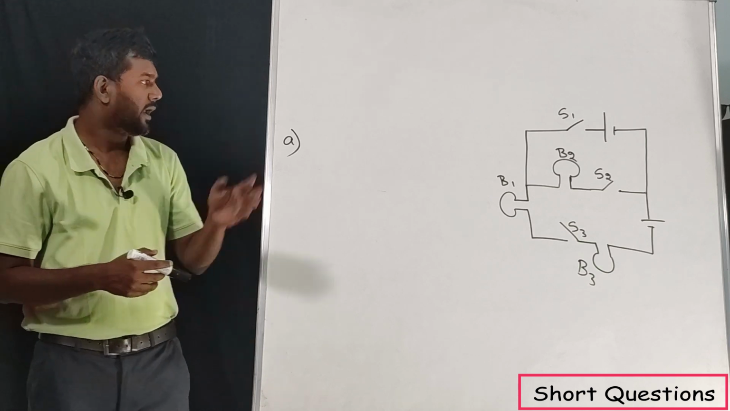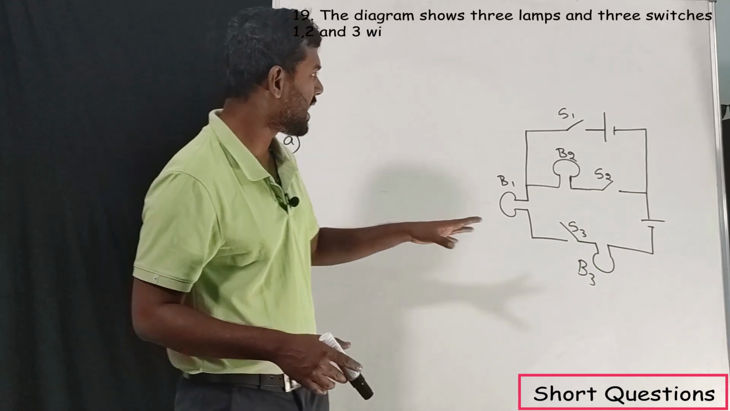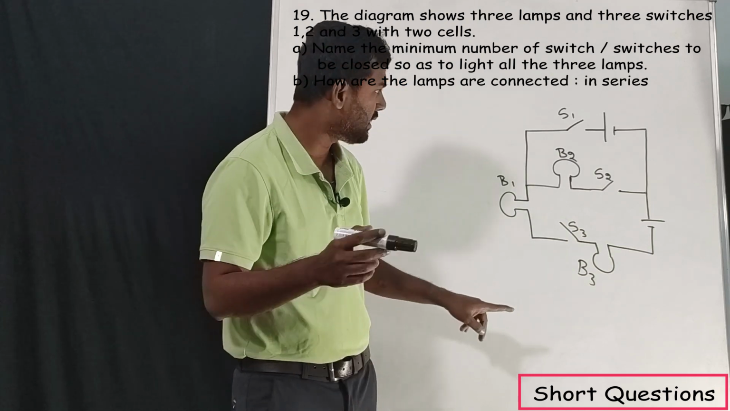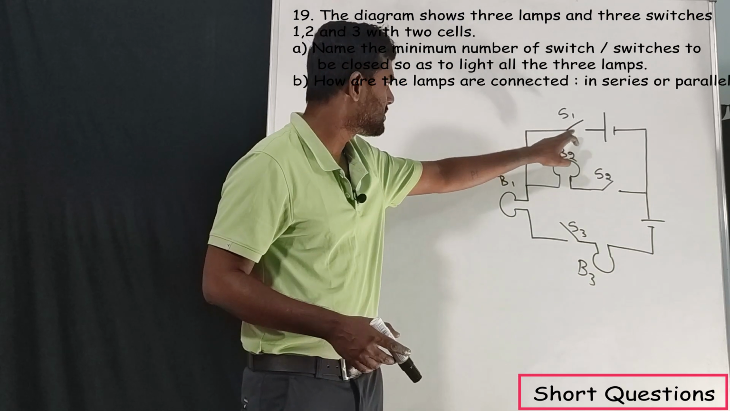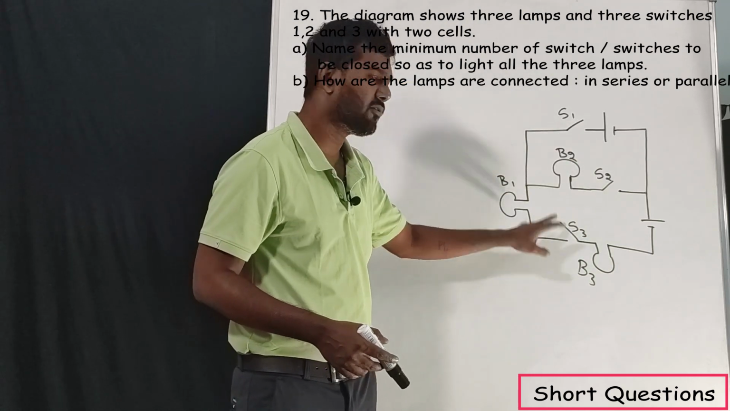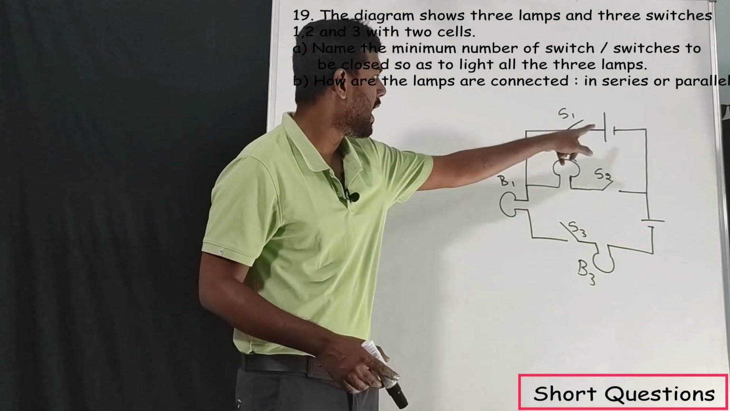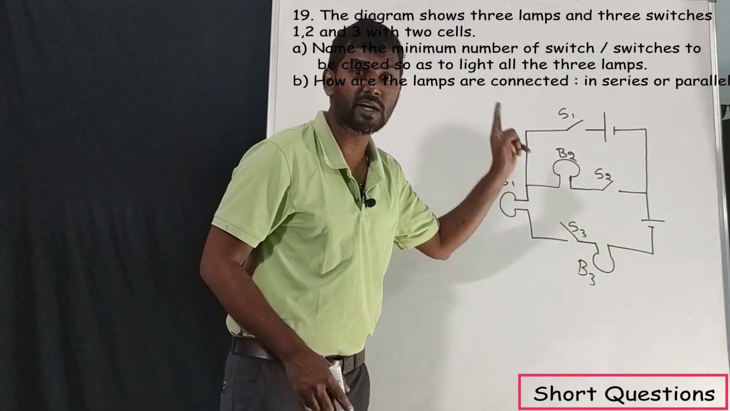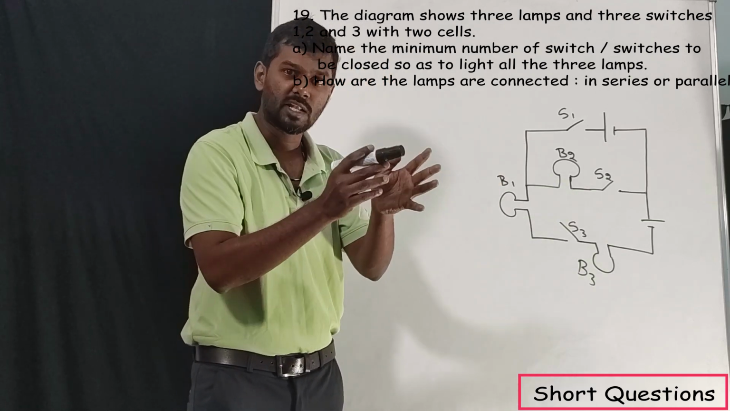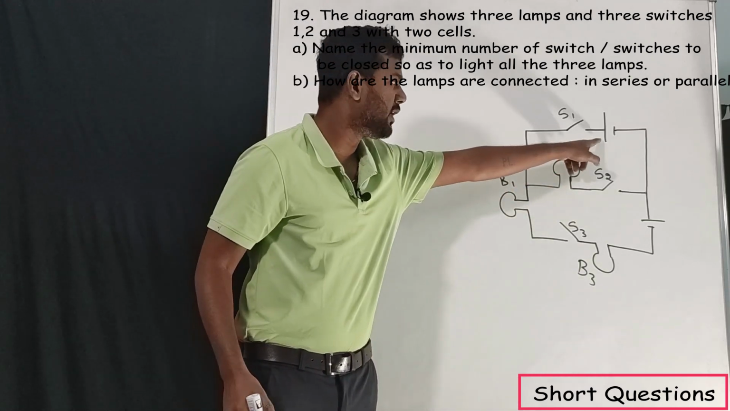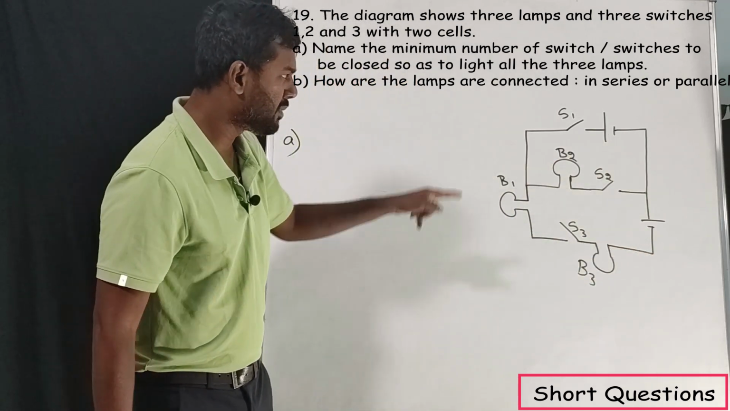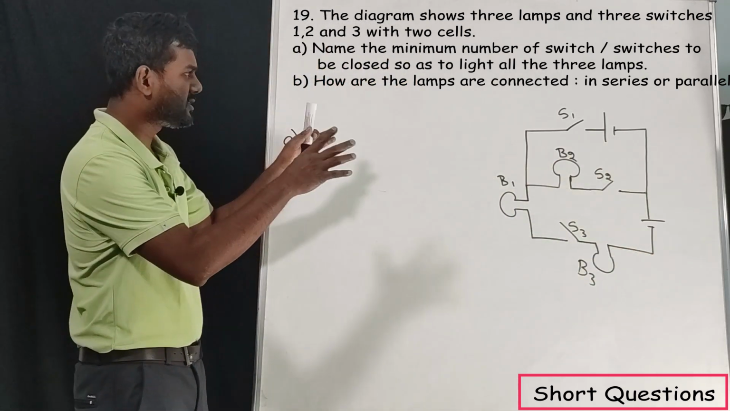Our next question is based on the diagram. In this diagram, they have given 3 bulbs, B1, B2 and B3, and 3 different switches, S1, S2 and S3. We have 3 bulbs, 3 switches and 2 cells, correct? So it is not a battery, it is a cell. If you combine 2 cells, then it becomes a battery. So we have 2 different cells and 3 bulbs and 3 switches. Now this is the diagram.